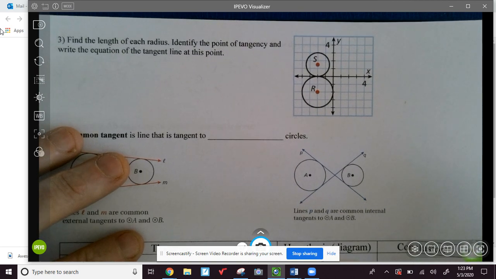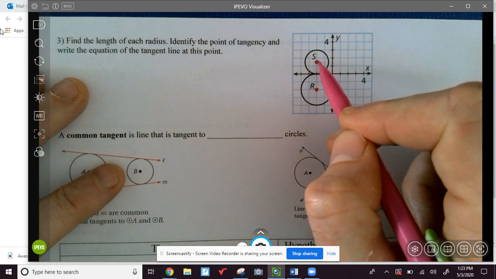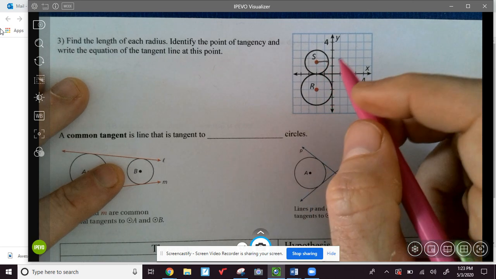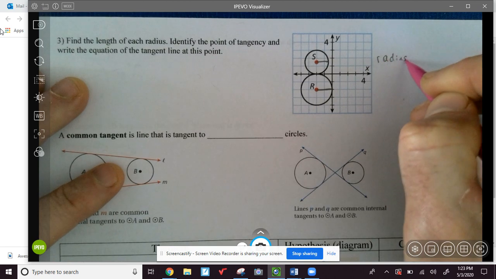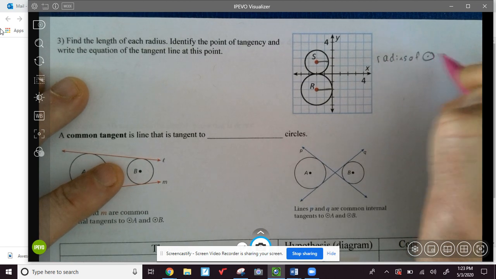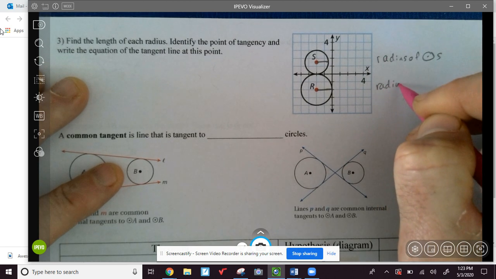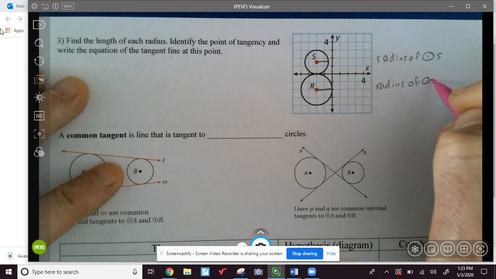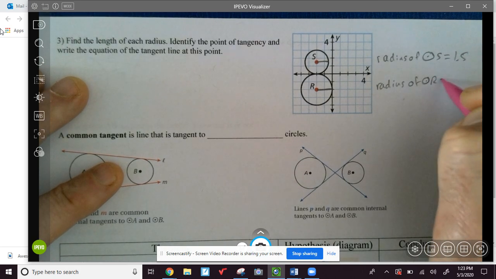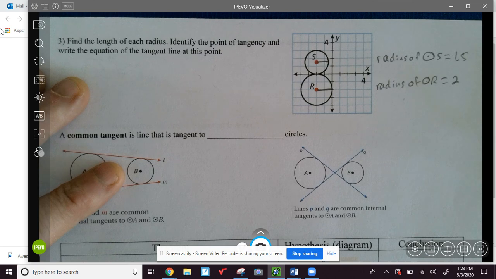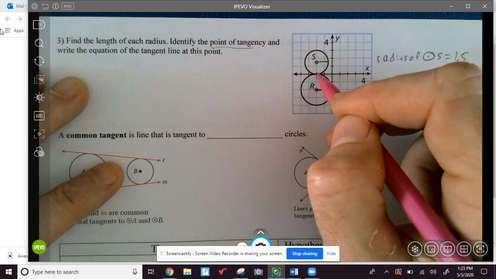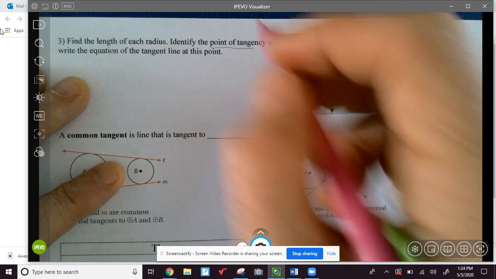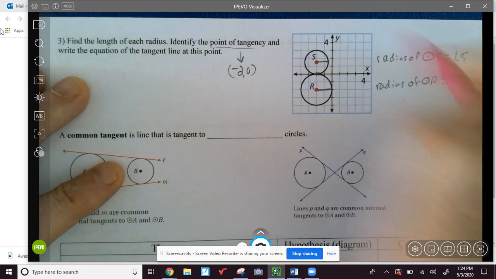Number three here, real quickly. Find the length of each radius. So we're going to do the best we can. So that's going to be 1.5, and that's going to be 2. So radius of S. So these are not congruent circles. And we're going to identify the point of tangency. So it looks like right there, it's going to be negative 2, 0. So negative 2, 0 is the point of tangency.